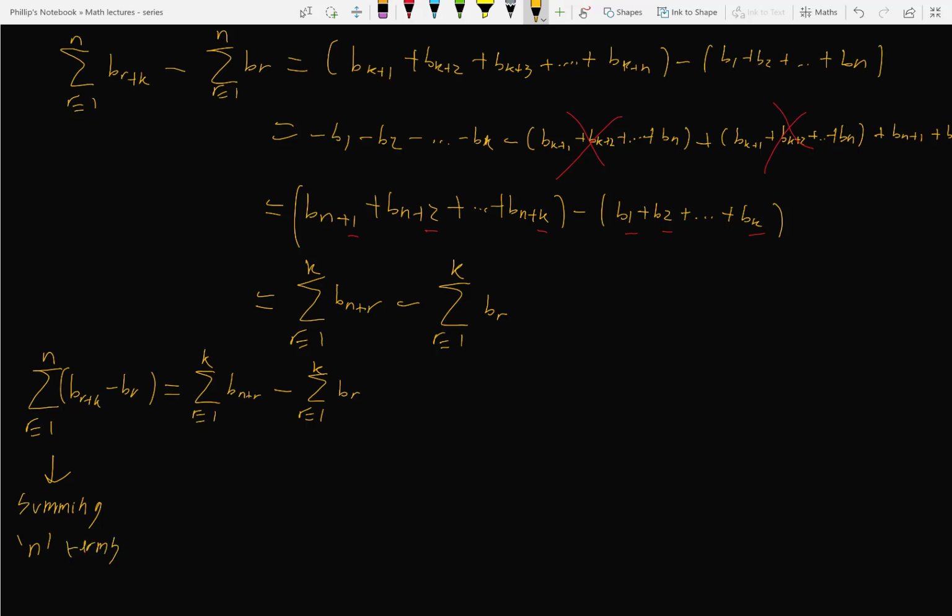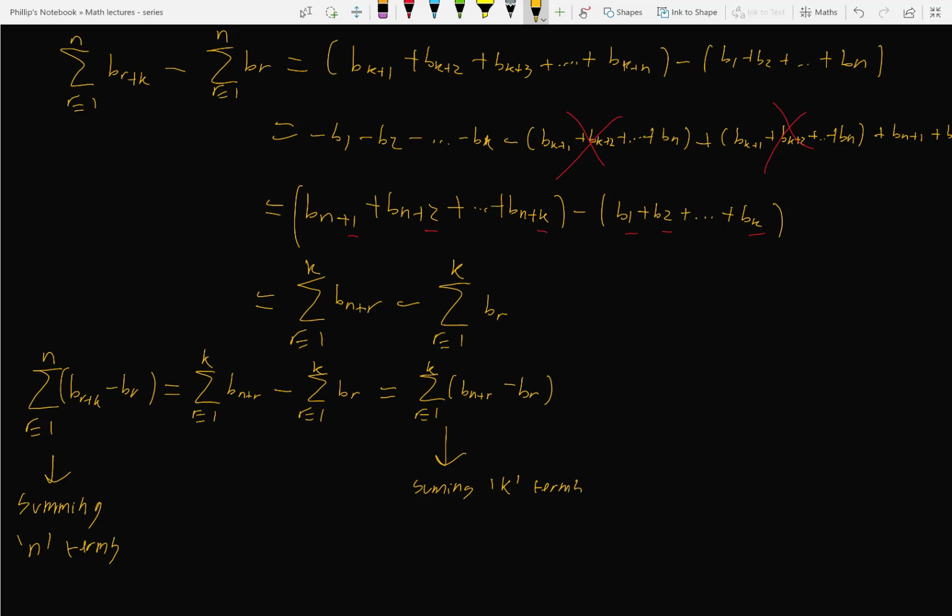This here is summing 2. Well, it depends. We can have 2k terms as well, because we can also write it like this. So it depends how we write it, how many terms we're summing. So instead of that, we can just instead sum, because that's going to be 1. So that's n terms, and this is summing k terms, which is less than n.